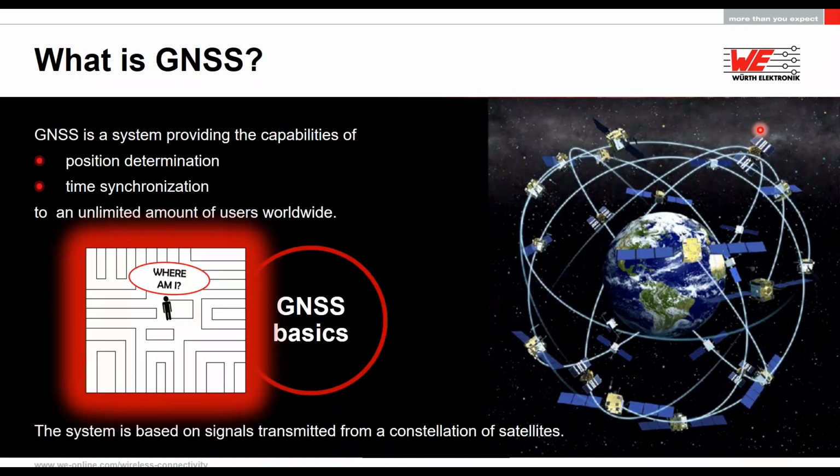What is GNSS? GNSS stands for Global Navigation Satellite System and is a system providing the capabilities of position determination and time synchronization to an unlimited amount of users worldwide. The system is based on signals transmitted from a constellation of satellites.